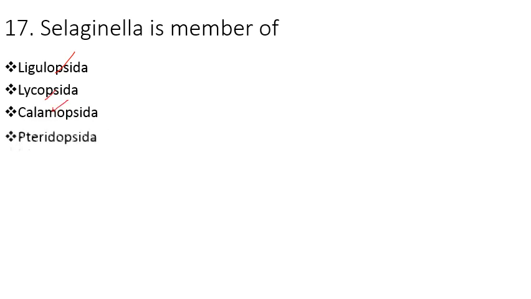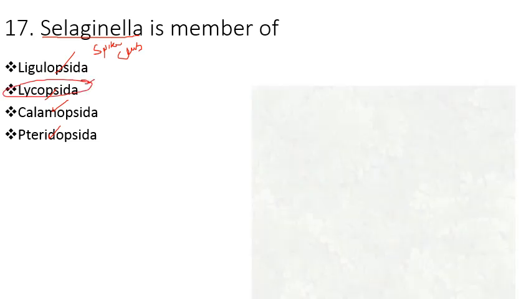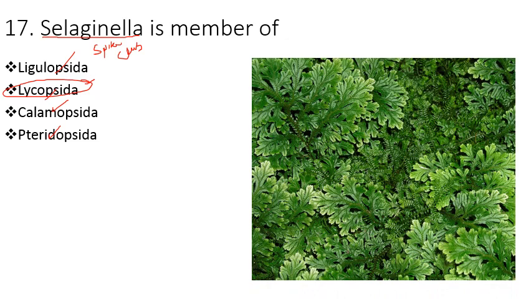Next question is, Selaginella is a member of, our options are Lycopsida, Sphenopsida, Filicopsida, or Pteropsida. So these are the classes of pteridophytes, and this Selaginella, which is commonly known as spike moss or club moss. It belongs to the class Lycopsida. It's a member of class Lycopsida. So this is the photograph showing Selaginella plant.